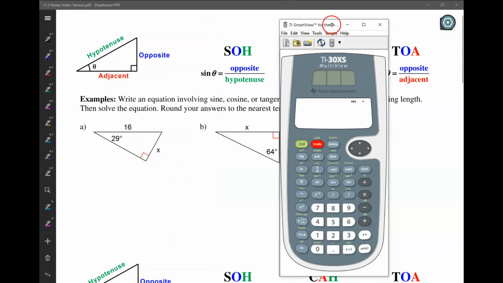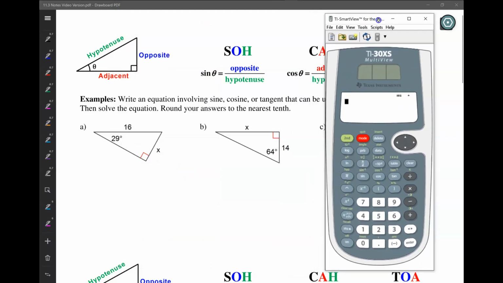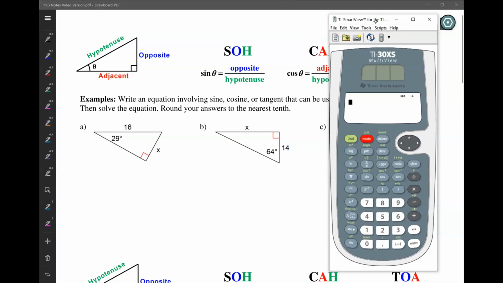If you don't do that, you will get the wrong answers on this, because radians are a different way of measuring angles. And so you've got to tell your calculator that the angles I'm putting in are in degrees.